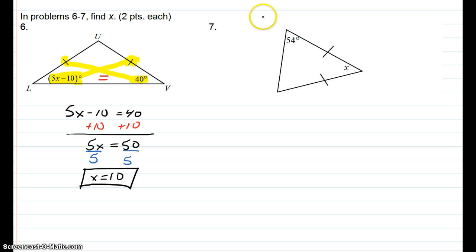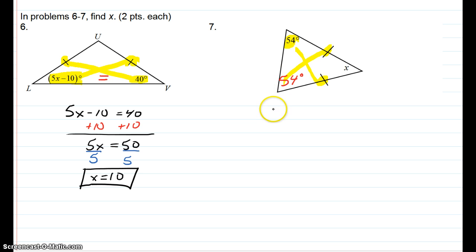Number 7, again, we have an isosceles triangle. We know it's isosceles because of these congruent marks. And so that means that the base angles are equal. So 54 goes with this side, and this side is unknown. We don't know what that is, or we know what it is, but it's not written. So remember, the sides are equal and the base angles are equal. So we actually know that this angle here is 54 degrees.